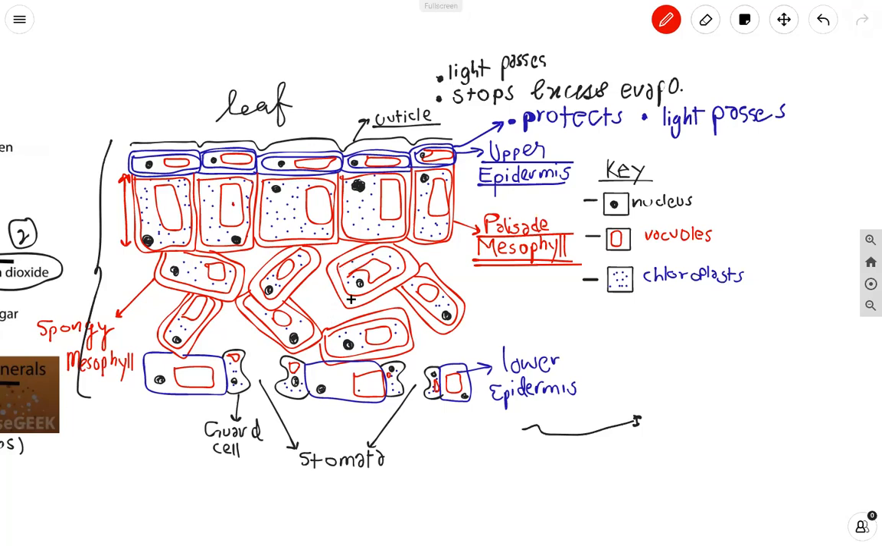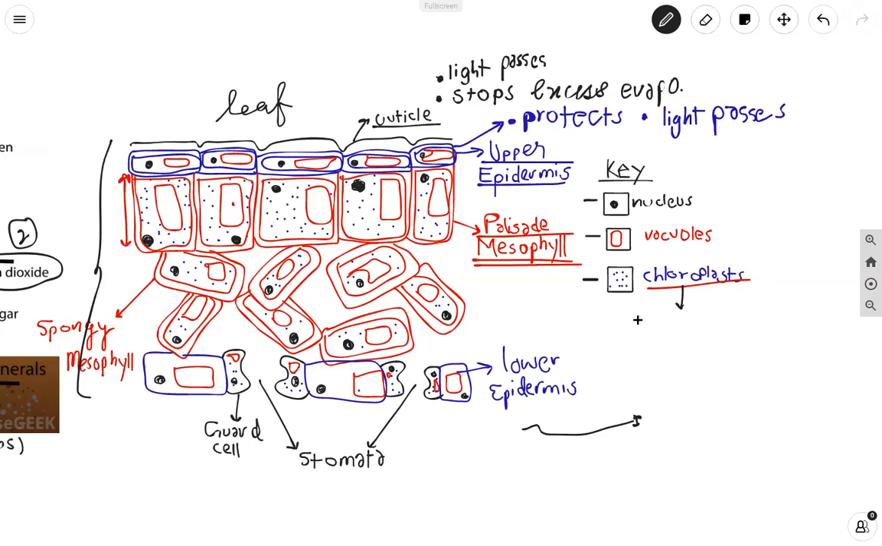This is just to make it simpler to understand, and I've also made a key right here. So these blue dots that we see here are chloroplasts. Chloroplasts contain what is very important for photosynthesis. And mind you, chloroplasts are only present in photosynthesizing cells, like palisade mesophyll, and what we're going to know is spongy mesophyll and the guard cells. Right now we're focusing on palisade mesophyll, and it contains chloroplasts.